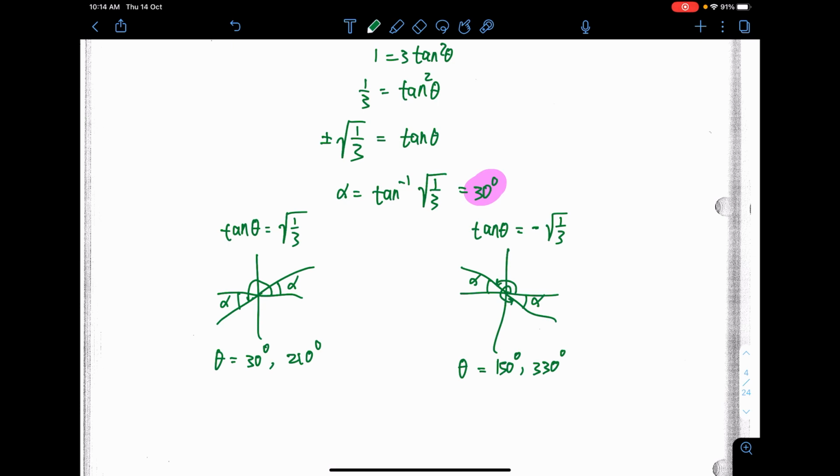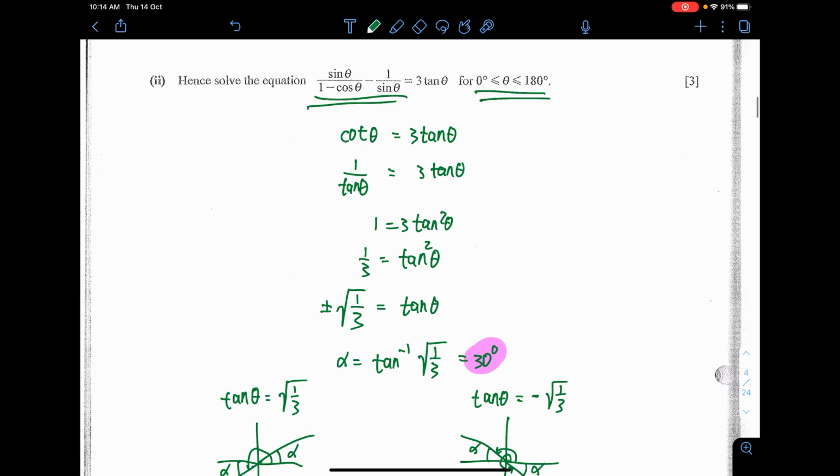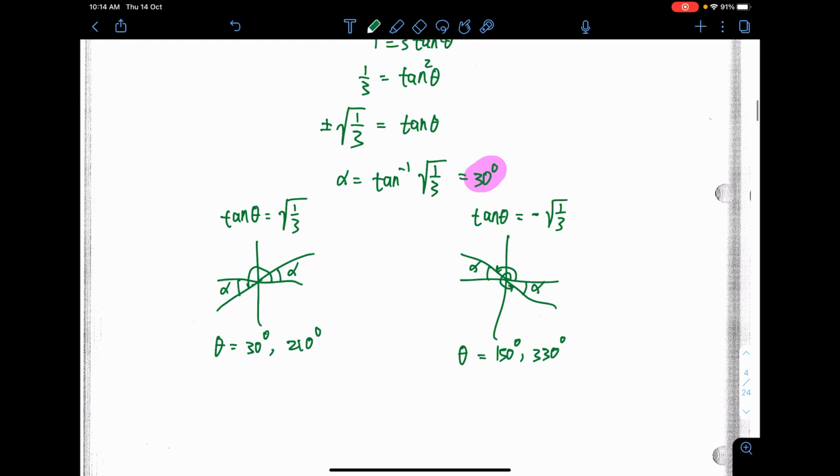The question though asks you to provide the answer between 0 to 180 degrees. So tell them that the answers you're going to accept are only 30 degrees and 150 degrees. The rest of them you just need to reject. Alright, that should be it.